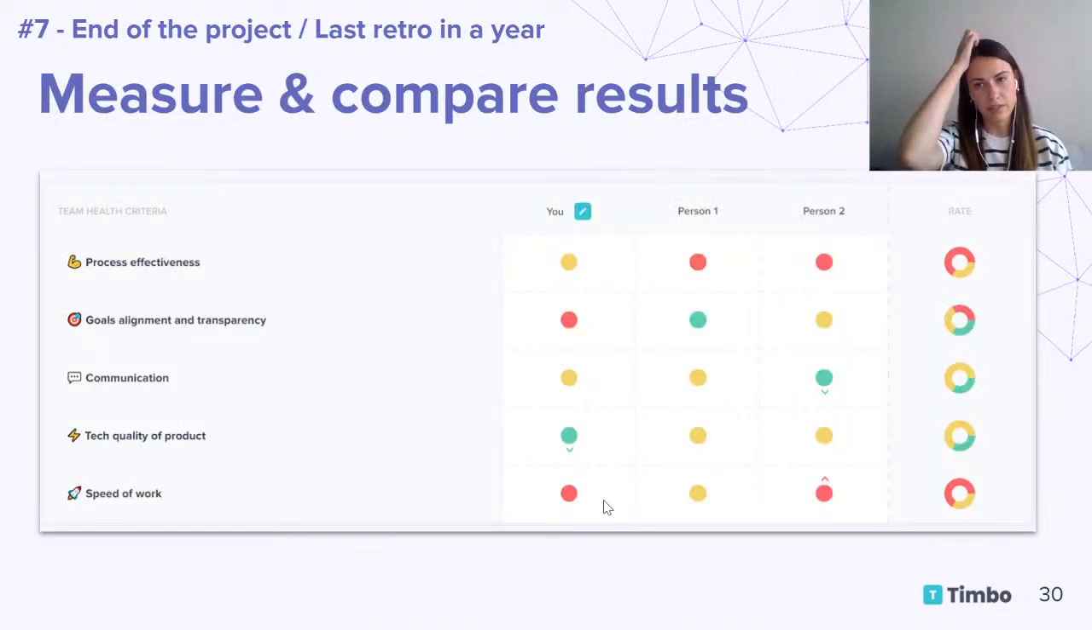So this is for the start. Then again, if you are measuring some health parameters, it's great for you to look at the results, to look at the last sprint and your first sprint, and how you were going through this process and which are your best achievements during the project.